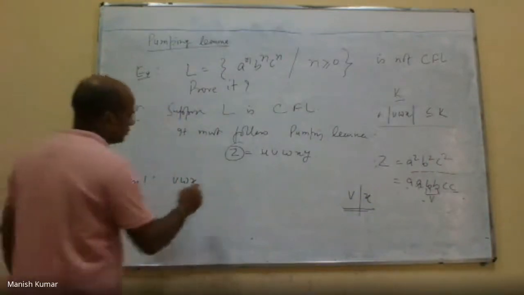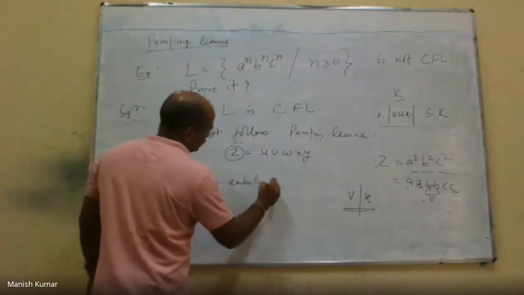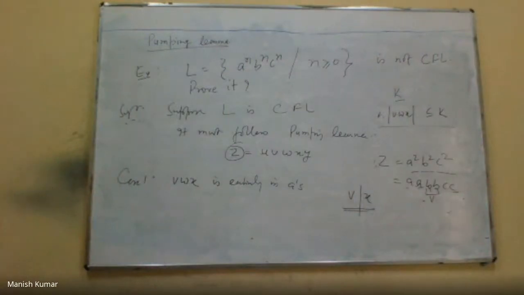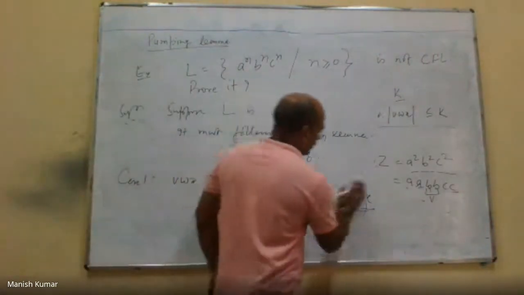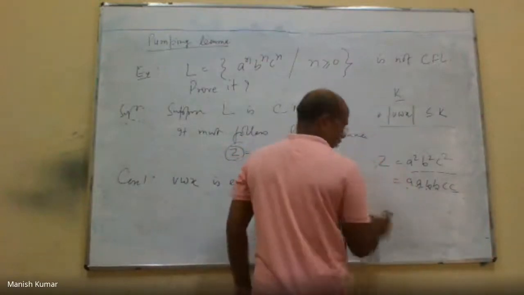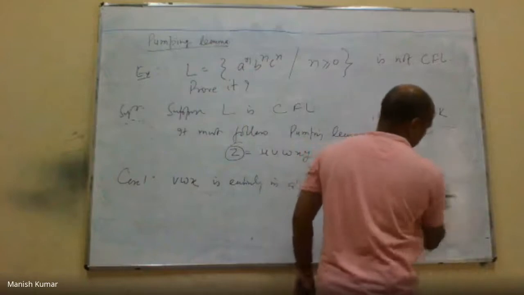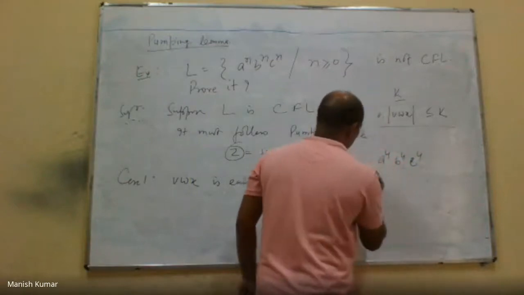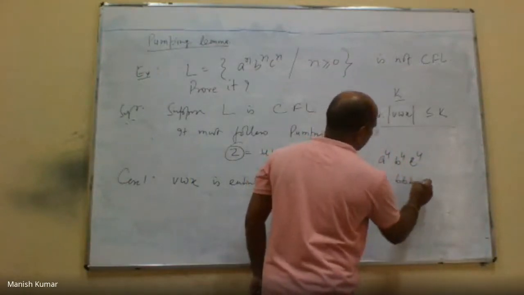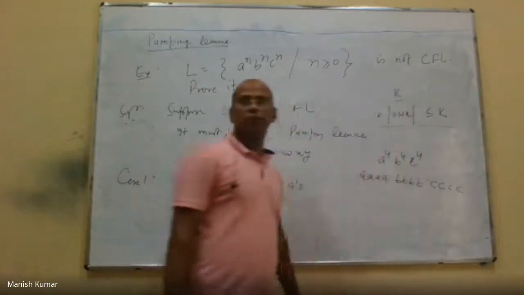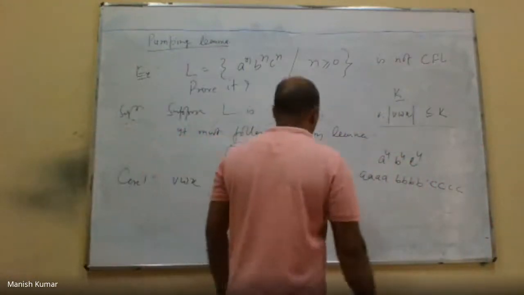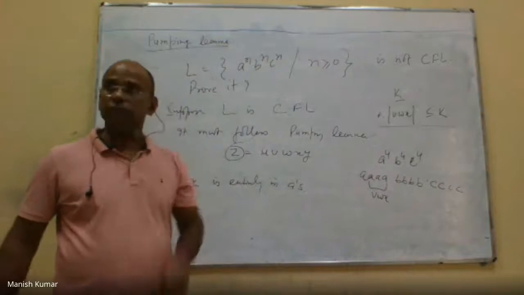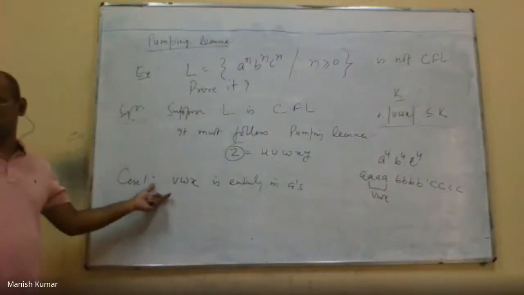VWX is entirely in A's, if this holds. So I can consider the example. I am considering the example as A^4, B^4, and C^4, which is nothing but this. This is what we have. I am saying that VWX, suppose VWX is this. This is my case.